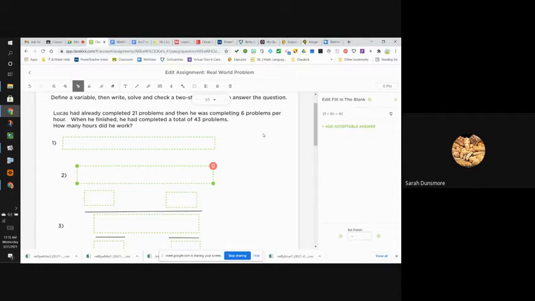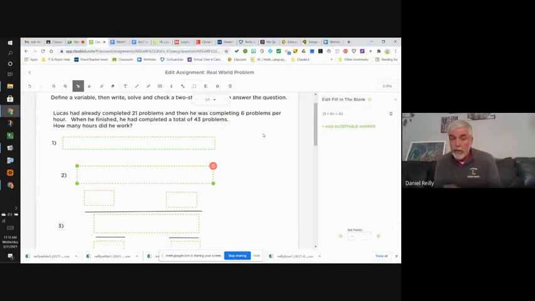Wait, when it said "and then," it's not saying after. I thought it was saying that in that time period he did 6 problems an hour. Oh, well, yeah, that would make the problem really difficult. If it was always 6 problems per hour, you could divide the 21 by 6 to figure out how many hours it was before he started. That would be 3.5. But that's not what the question is asking.